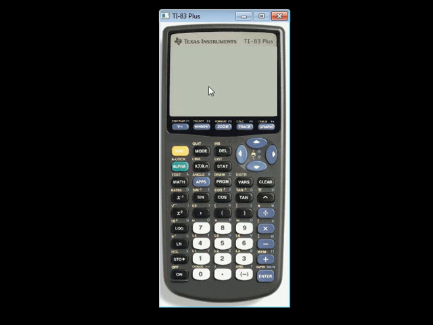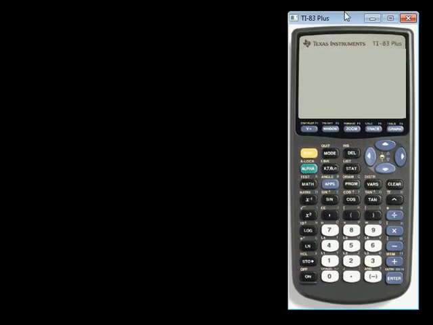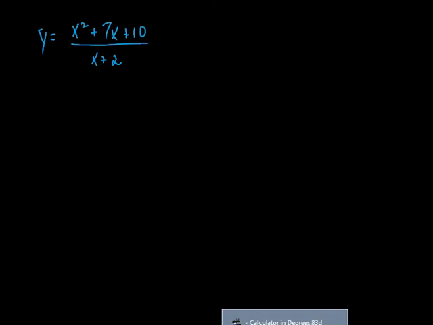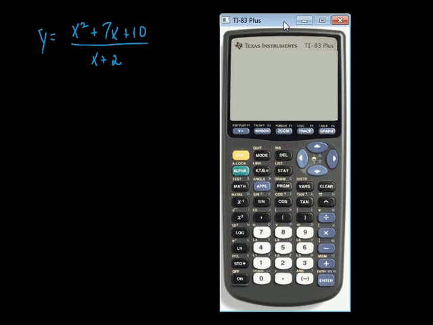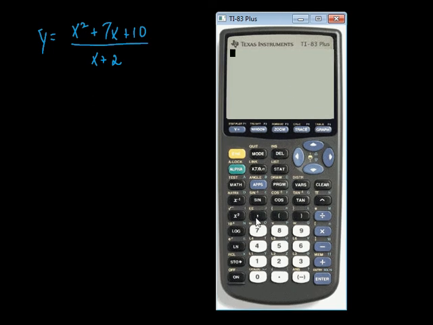All right, so what we're going to do is, actually, let's push this off to the side. We are going to graph y equals x squared plus 7x plus 10 over x plus 2. And let's see how we're going to do this. It says you can use a calculator as a tool, but then put your final graph on paper. But we'll just look at it on the calculator. All right, so let's plug it in.